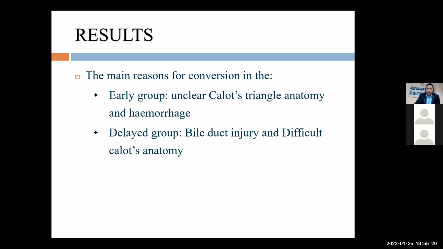The main reason for conversion in the early group was unclear Calot's triangle anatomy and hemorrhage. In the delayed group, there was a bile duct injury and difficult Calot's anatomy.